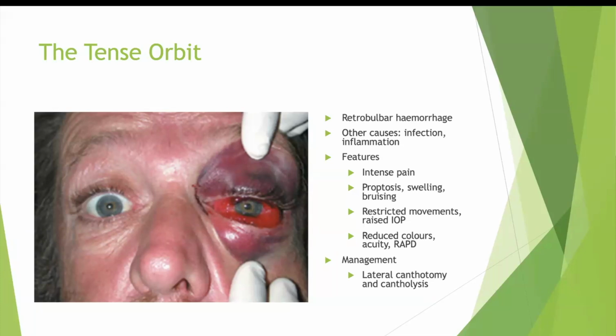They may have a raised pressure. And they'll have signs of optic nerve compromise. So reduced colors in the early stages, that's quite concerning. Maybe an RAPD, reduced acuity, reduced fields. And these are all things that are going to direct you towards wanting to do an emergency lateral canthotomy and cantholysis. Now, obviously, this is a procedure that any emergency doctor should be able to do because it's an emergency treatment. It shouldn't wait for someone to come in. So you need to know how to do it. And this is something that really ought to be done immediately if there's any concern about an orbital compartment syndrome.